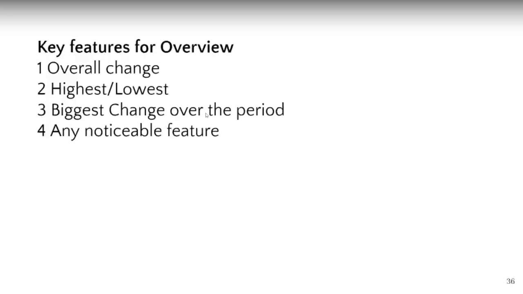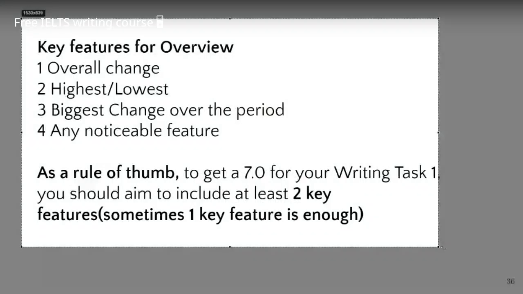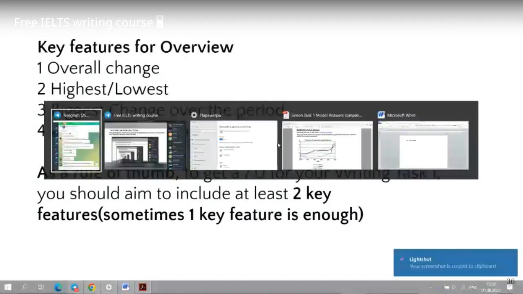As a rule of thumb, you need to get a 7 for your writing test 1. You should aim to include at least 2 key features, but sometimes 1 key feature is enough. But the 2 key features should be your aim, okay? If you want to get 7 or higher in your writing, all right? Now I will just send it to you guys. I'll just send this. So we'll do another task now.